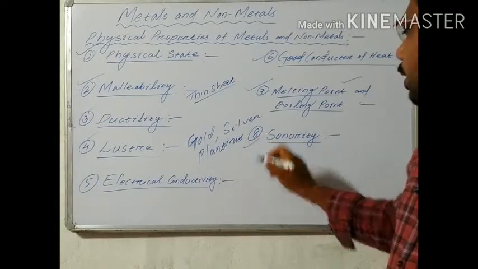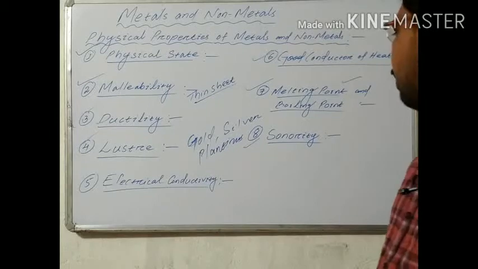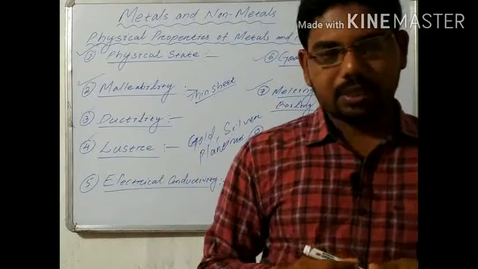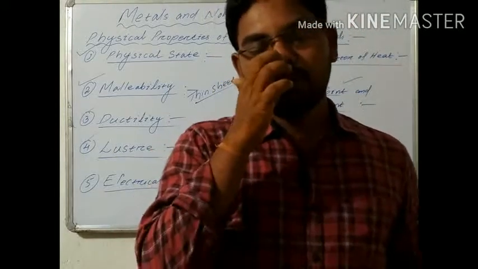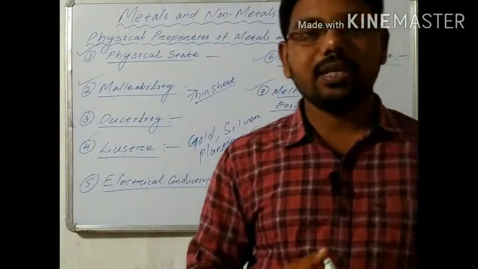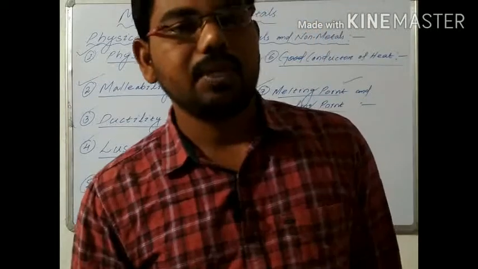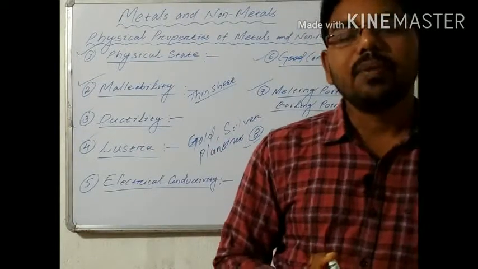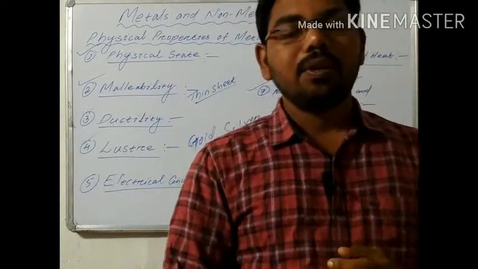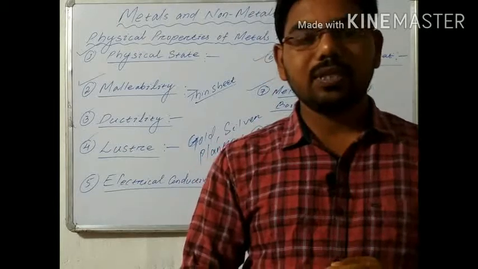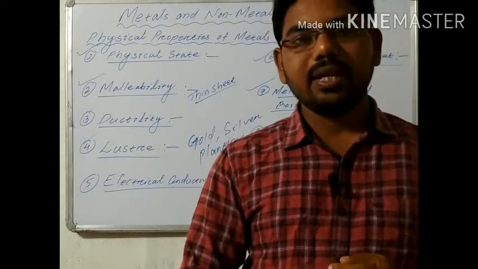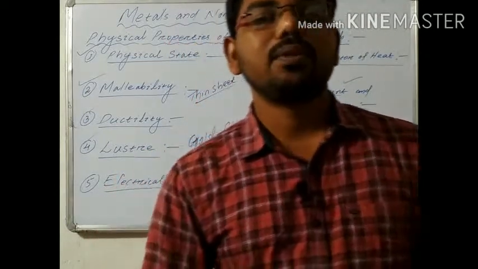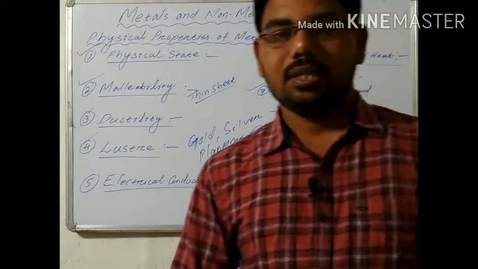And the next property is sonority, S-O-N-O-R-I-T-Y. Sonority is the property of a body or metal by virtue of which, when it is heated or struck, the metal produces sound. This property is known as sonority, or sonorous. Metals can produce sound. For example, the school bell we use is made of metal, so when we strike it, it can produce sound. So metals have the ability to produce sound.